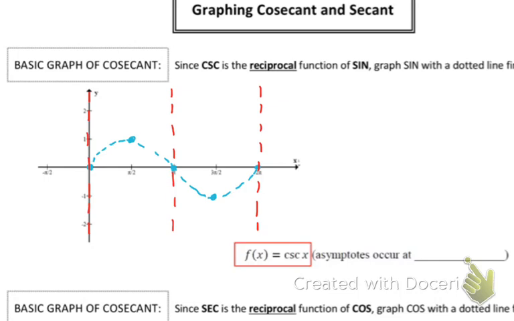Notice how these go down here. The reciprocal is going to make them go up instead. So if we look at the top at pi over 2, rather than going down, my reciprocal is going to go up.